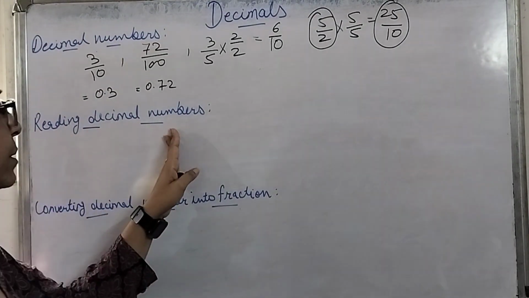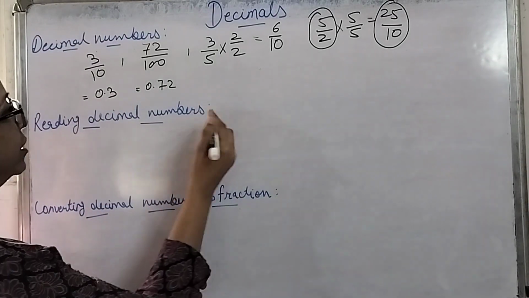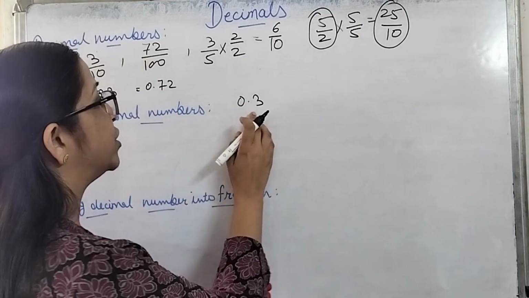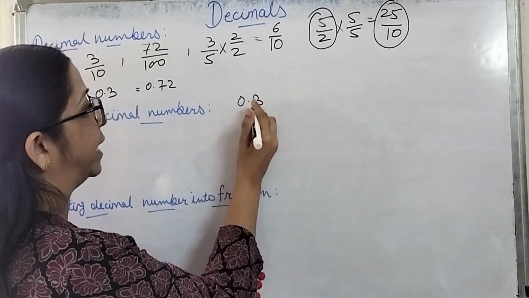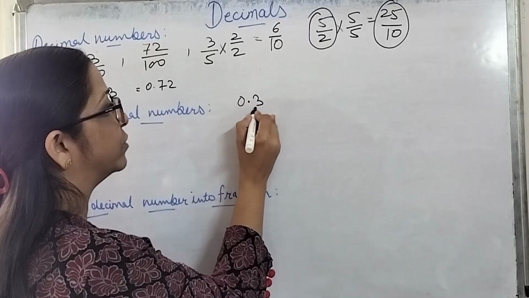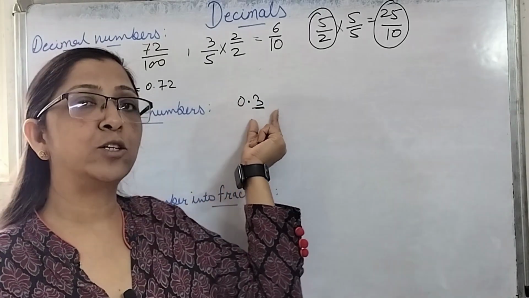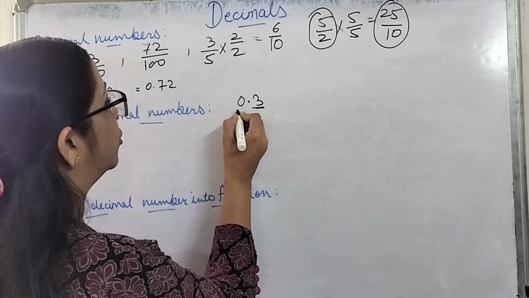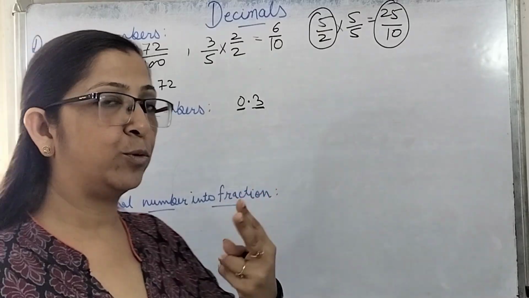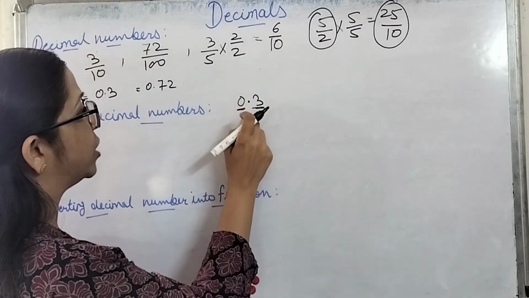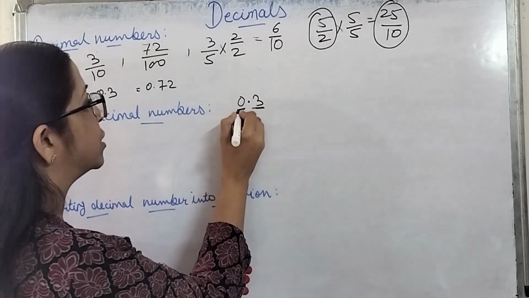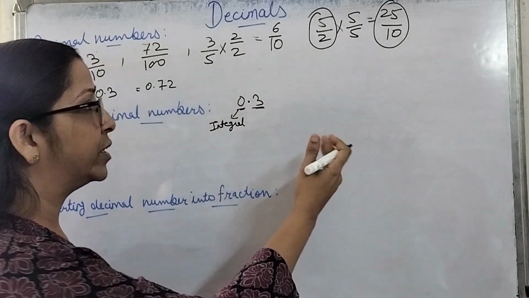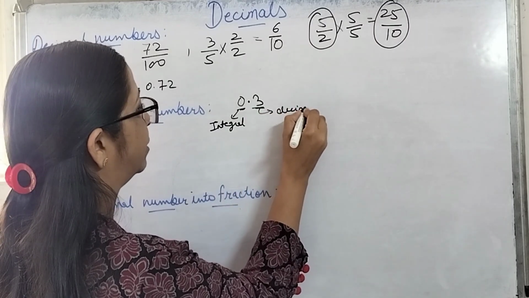Now, how to read a decimal number? Suppose your decimal number is say 0.3. 0.3 is a decimal number. So how will we read it? This is the decimal. Towards the right of the decimal is this 3. So this is known as the decimal part. And the numbers which are towards the left of the decimal are known as the integral part. So a decimal number is composed of two types of numbers. The numbers towards the left of the decimal are known as the integral part, and the numbers towards the right of the decimal are known as the decimal part of the number.